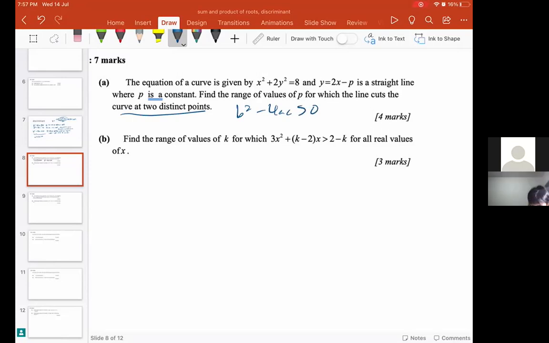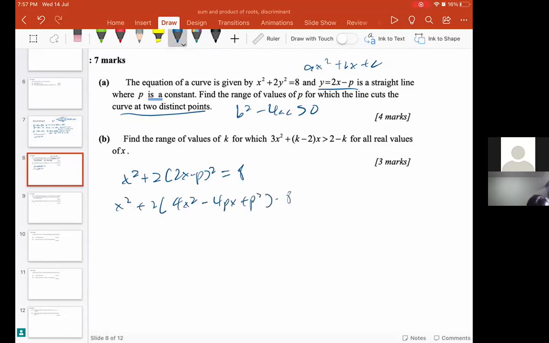But how do we get the equation ax squared plus bx plus c? We want to substitute the value of y in, since they tell us that it's a straight line cutting the curve. So we substitute y as 2x minus p. We do our expansion here, and we can get our final quadratic equation as this.